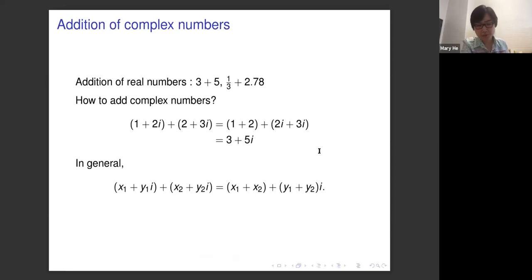So in general, if we have two complex numbers, we can just add the x parts together and then add the y parts together, multiplied by i, right?